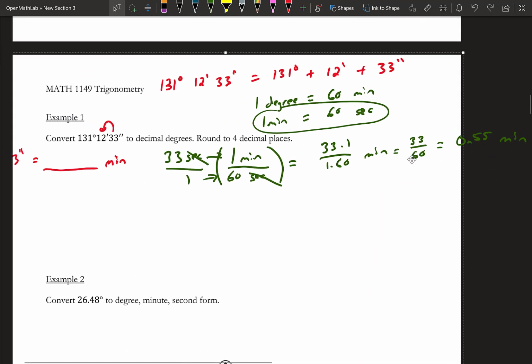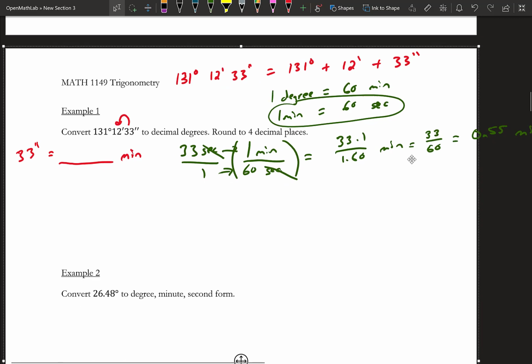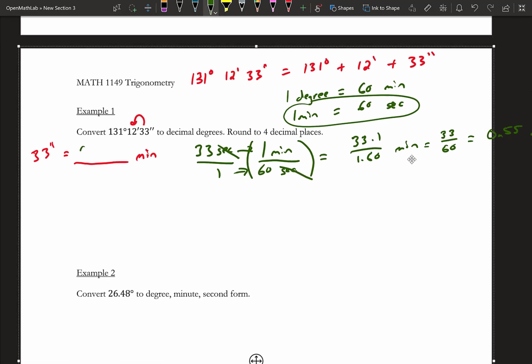Something else that's going to be important in this class is that you want to try to avoid getting an approximate answer and then using an approximate answer to get another approximate answer, because you're going to have what we call rounding error. You don't want to approximate or round until the very end if at all possible. So this is exactly equal to 0.55 minutes, so we're good there.